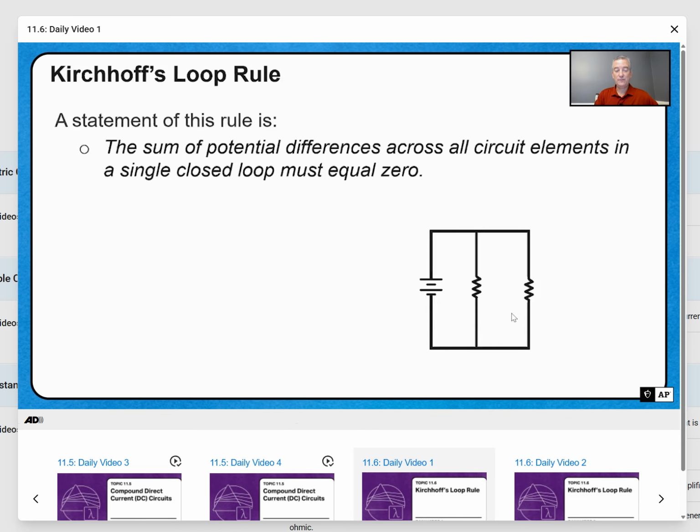According to Kirchhoff's loop rule, the sum of potential differences across all circuit elements in a single closed loop must equal 0. In equation form, it is simply represented by the sum of the potential drops equals the sum of the potential gains. The circuit to the right, you can see, is just a simple parallel circuit with one battery and 2 resistors.